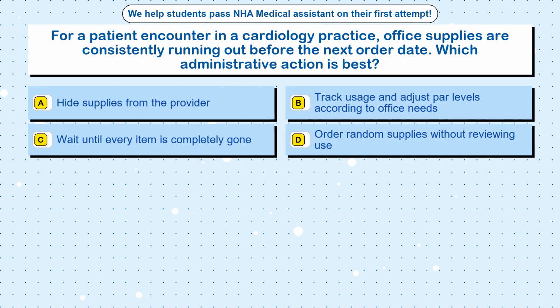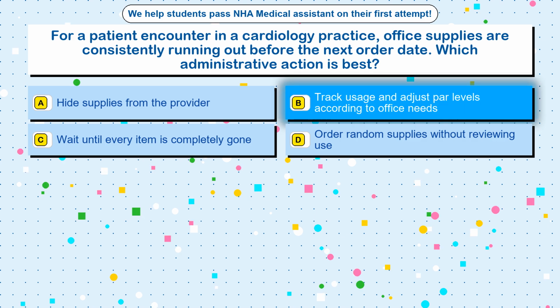Question 67. For a patient encounter in a cardiology practice, office supplies are consistently running out before the next order date. Which administrative action is best? Option A, hide supplies from the provider. Option B, track usage and adjust par levels according to office needs. Option C, wait until every item is completely gone. Option D, order random supplies without reviewing use.